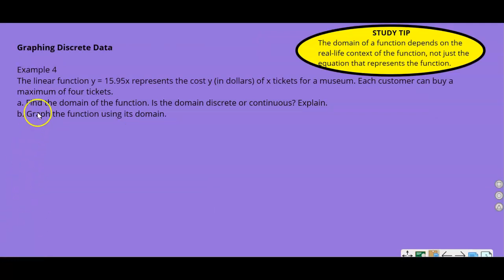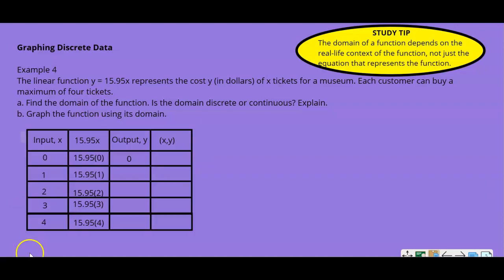All right, so the easiest way to look at this is to make a table. So we know that the equation is given, y equals 15.95x, and we know that x is the number of tickets that you can buy, and you can buy a maximum of 4. So you could buy 0, 1, 2, 3, 4. So let's go ahead and make a table.